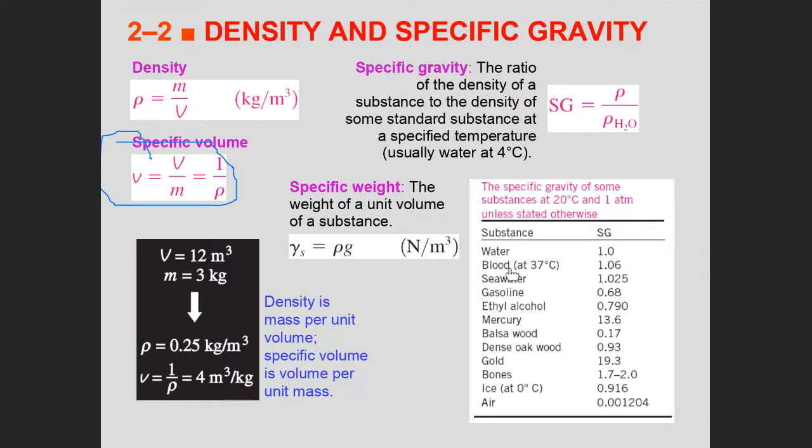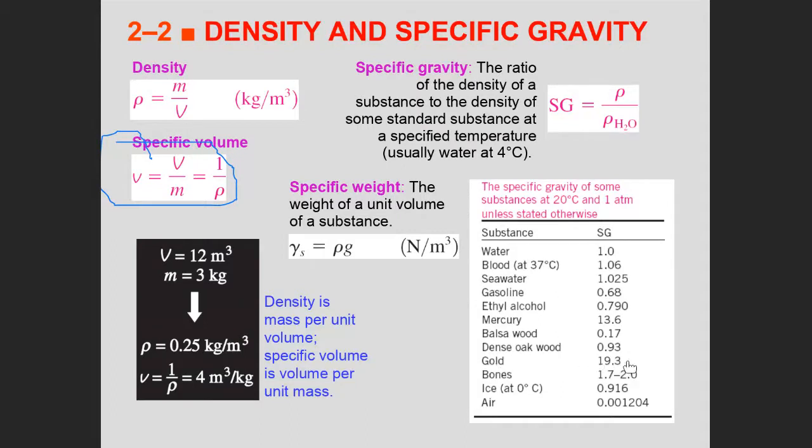Look at blood, right? Blood is heavier than water. Look at this. What is this? Ethyl alcohol, 0.79, lighter than water. Look at this. Balsa wood, or I don't know what it is. What is balsa wood? Look at gold. Gold is gold, gentlemen.